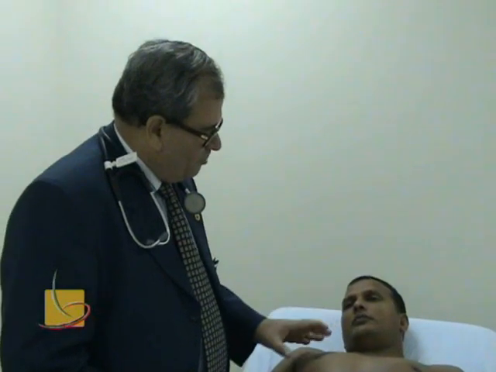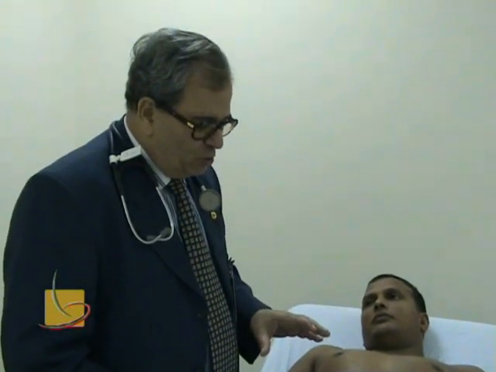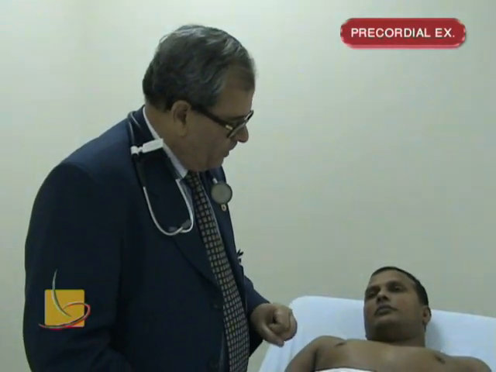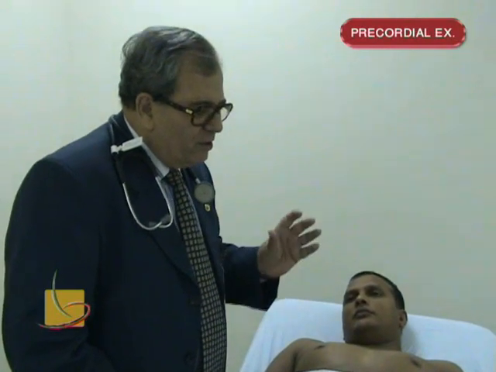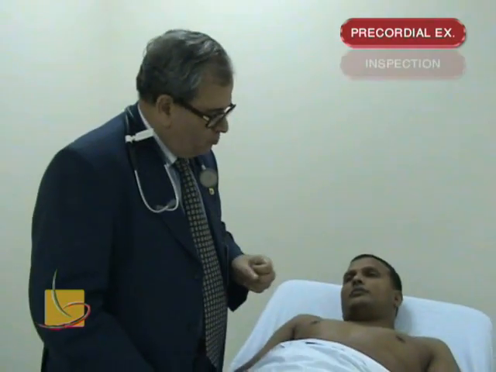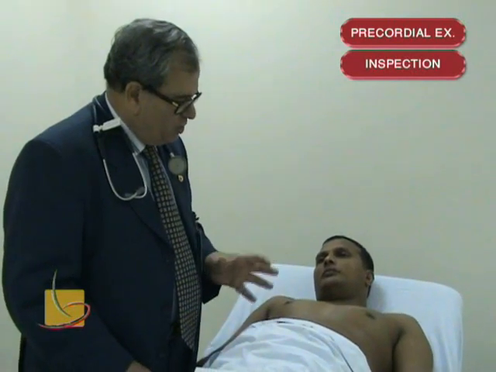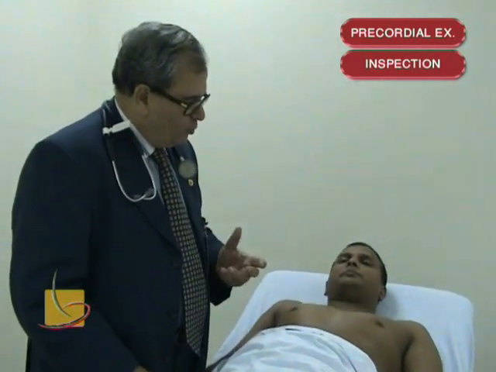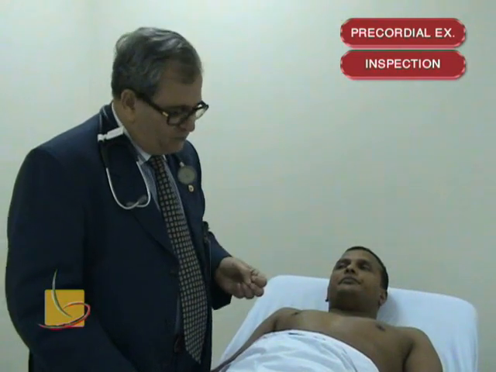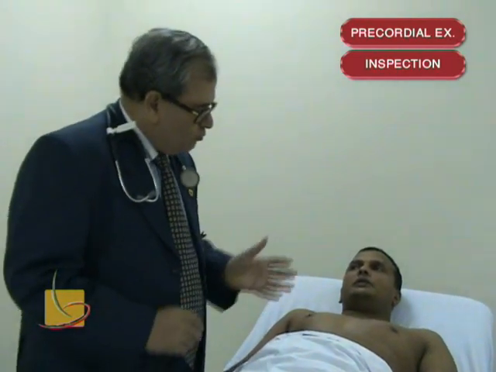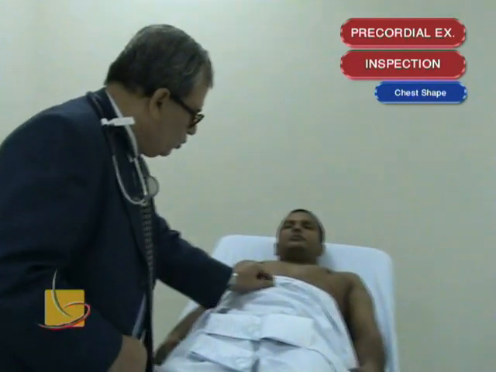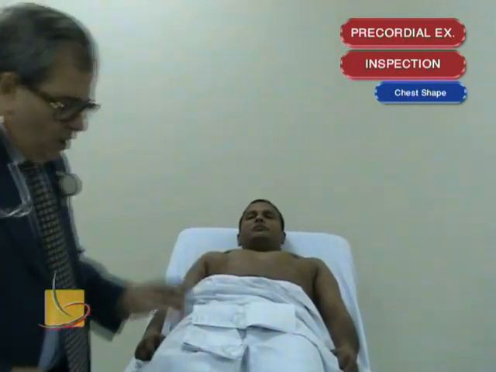I think this is the time now to start the examination of the pericardium of the patient. And like any part of the body, we have to start by inspection. And inspection here, not only for the pericardium, but for the chest. And we have to find if the chest shape of this patient is normal or abnormal.